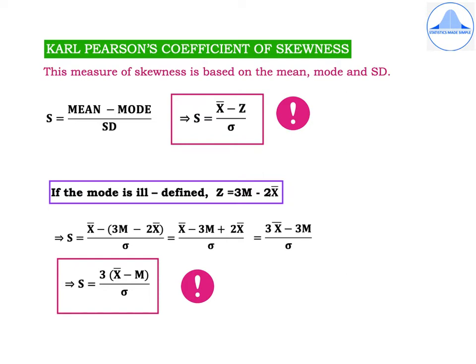So the final expression for S when the mode is ill-defined is 3 into x bar minus m divided by sigma, where x bar is the mean, m is the median, and sigma is the standard deviation. So the general formula for Karl-Pearson's coefficient of skewness is S equal to x bar minus z divided by sigma. But whenever the mode is ill-defined, S is equal to 3 into x bar minus m divided by sigma. So problems based on this formula are for 10 marks.